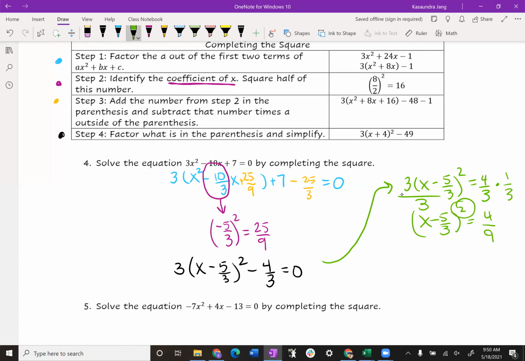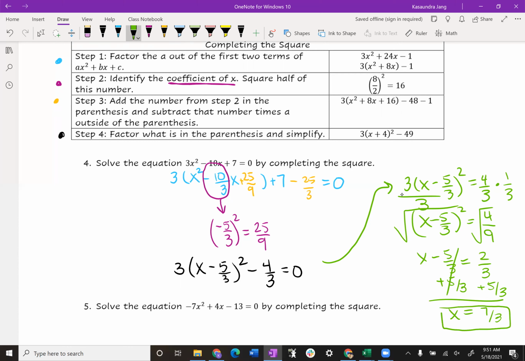Now I'm going to get rid of the squared exponent by doing a square root on both sides. The nice thing is I do know the square root of 4 and the square root of 9, so I get 2/3 here. And then last but not least, I will add my 5/3 on both sides. They already have common denominators, which is great. So it looks like I got 7/3.